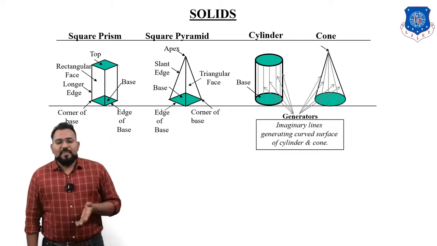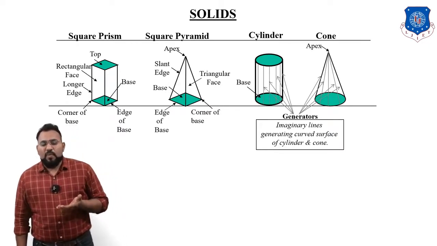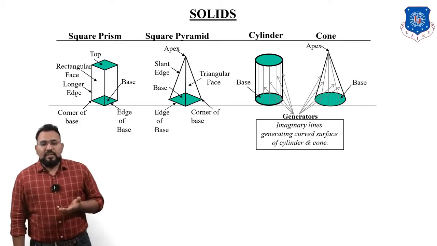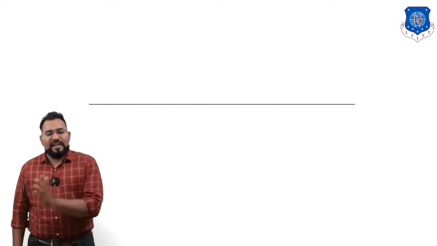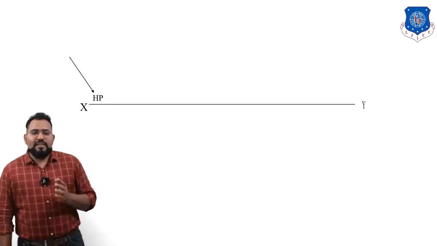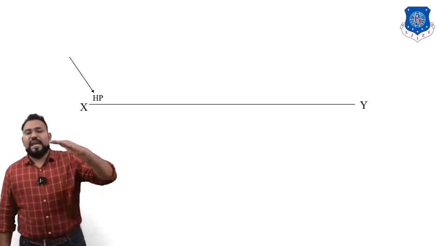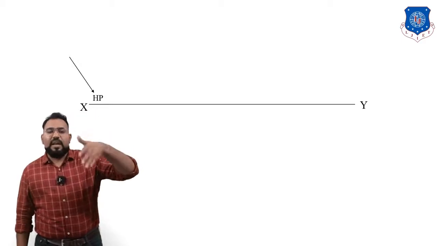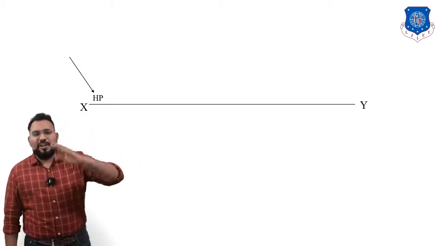Now you can see that this is the base, and this is the apex of the cone. This is all you know. Now let us move on to the second thing. We will take some basic things over here. We know that the HP will be above the XY line and the VP will be what? Yes, below the XY line. You are right.